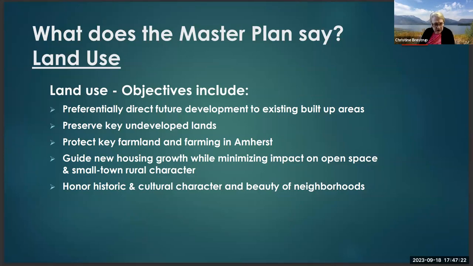And then another objective is to honor historic and cultural character and beauty of the neighborhoods. So we have a historical commission and a local historic district commission, and both of them work on this objective. We have three local historic districts that are preserved, and the local historic district commission takes its work very seriously in reviewing changes that are occurring there. And I believe that that commission is also investigating the possibility of creating another district. So next slide, please.